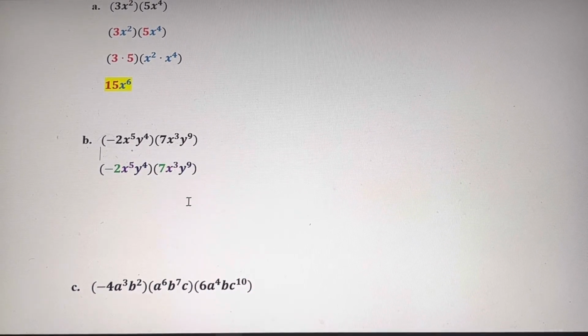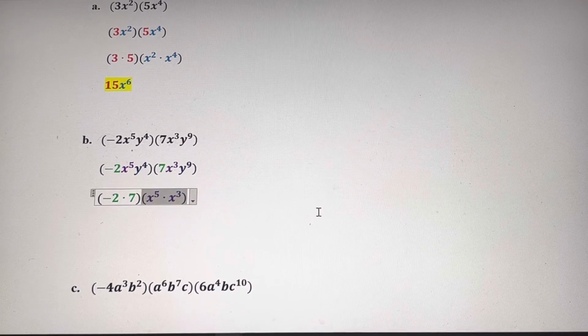So the step that I did here and the step that I'm about to show you next can be a mental step. It's not a step that you have to show, unless you need to show it while you're still learning the process. So I'm going to group the constants together. So I'm going to multiply negative 2 times 7. I'm going to group the x's together, and then I'm going to group the y's together. And when I multiply each of these, I'm going to just mash them together into one monomial answer, the product here.